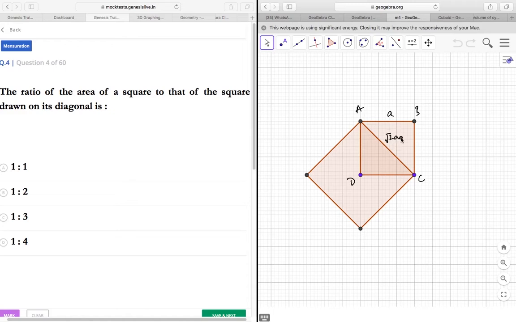We have already seen this. So this is what we want. What is this, root 2 a? Root 2 a is the side of this new square. So the ratio is going to be a² is to (root 2 a)², which is equal to how much? 1:2.